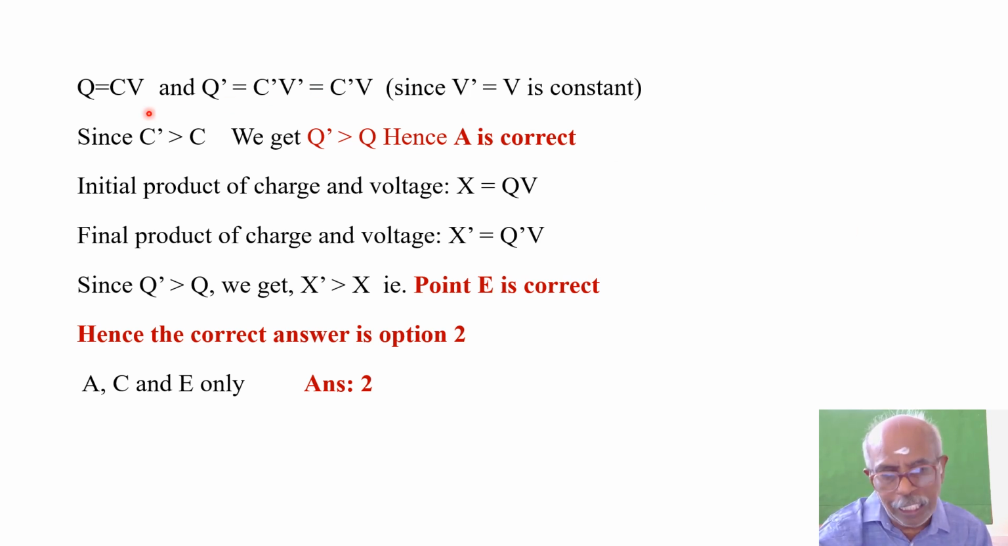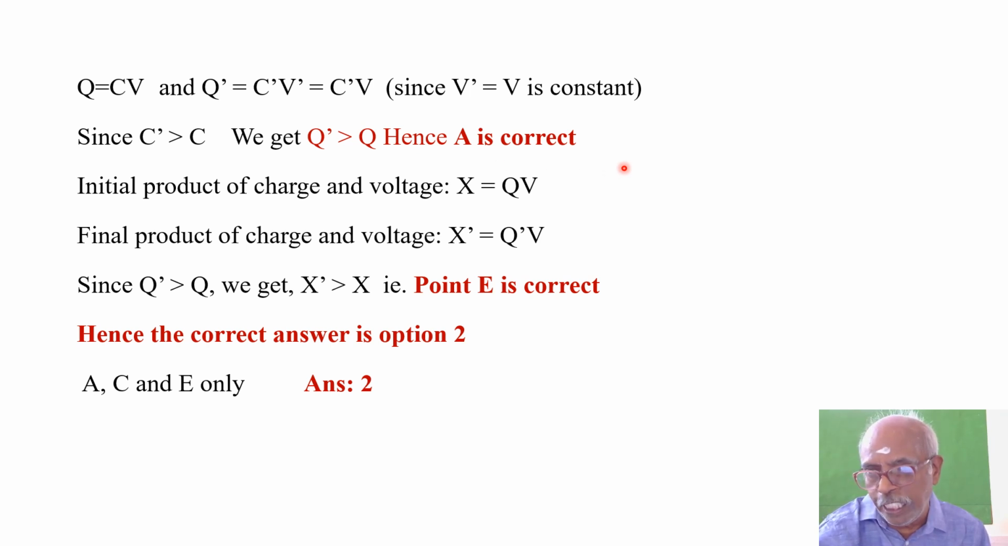Q is equal to CV. It means before, our initial capacitance. Q dash is equal to C dash V dash, final capacitance. So V dash means V is a constant, already I told you. So that is equal to C dash V. So since C dash is greater, Q dash is also greater. So Q dash is greater than Q. It means according to point A, the charge stored in it increases. Is it not? So A is correct.